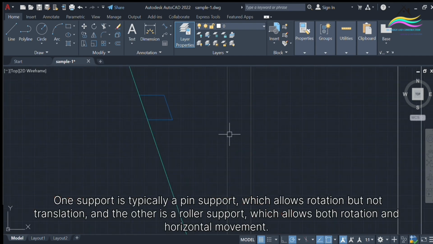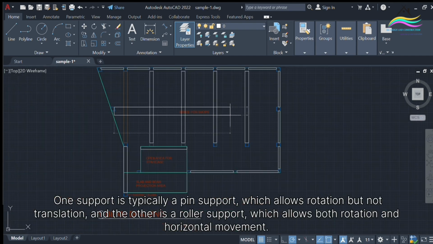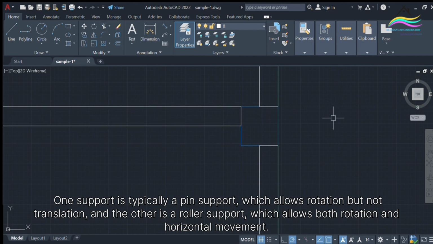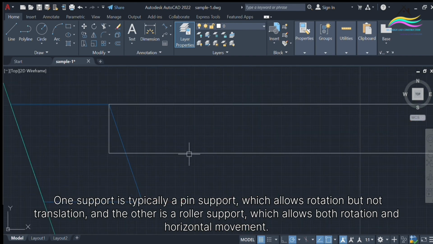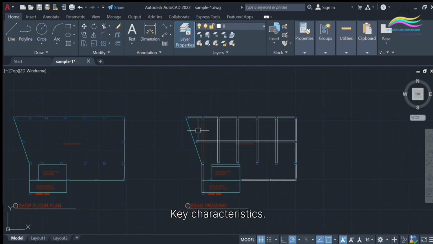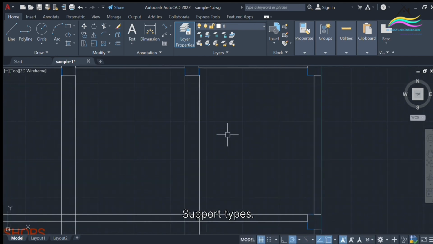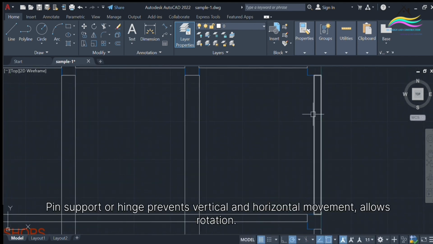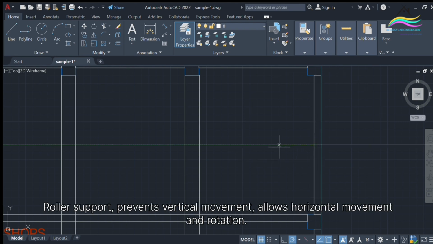One support is typically a pin support, which allows rotation but not translation, and the other is a roller support, which allows both rotation and horizontal movement. Key characteristics. Support types: a pin support or hinge prevents vertical and horizontal movement and allows rotation. A roller support prevents vertical movement and allows horizontal movement and rotation.